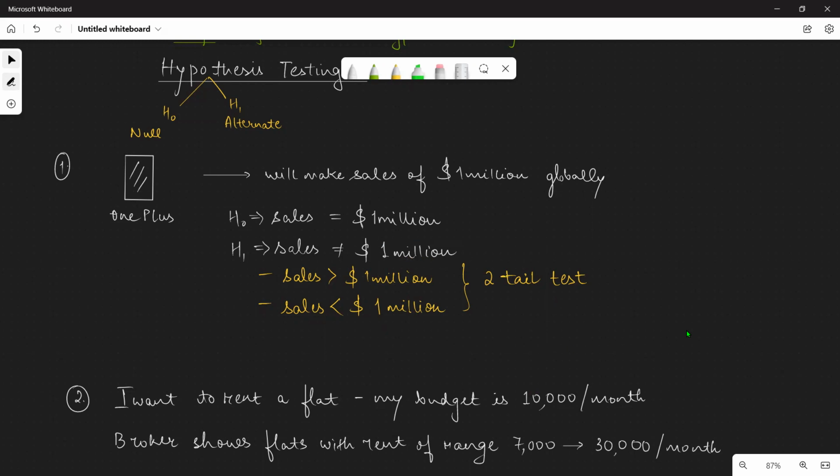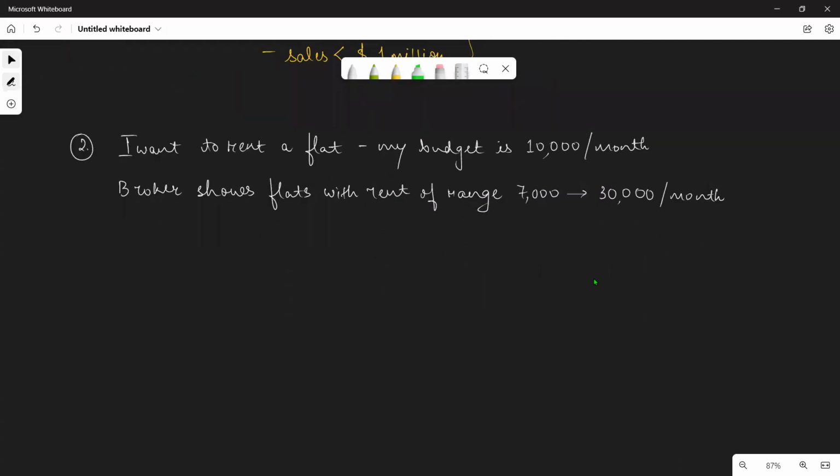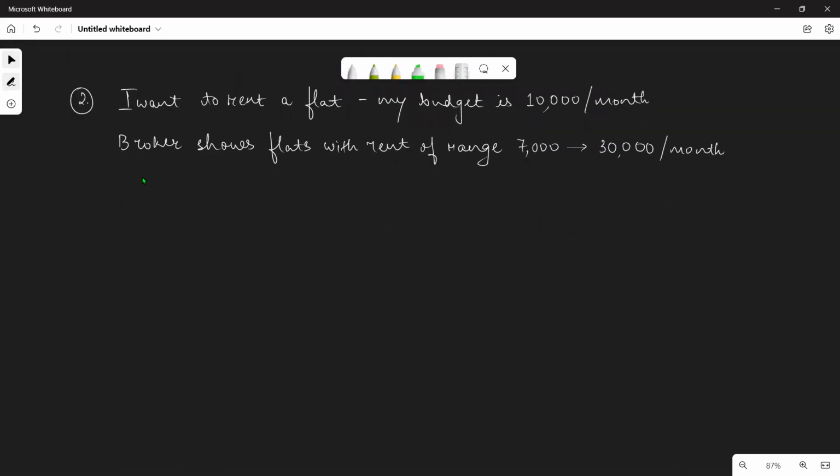So if I come back to this case study: I want to rent a flat. My budget is 10,000 per month. The broker shows a flat ranging from, let's say, 7,000 per month to 30,000 per month. Now, depending upon that, I need to create H0 and H1. So H0 will be what? H0 is exactly what is given in the question.